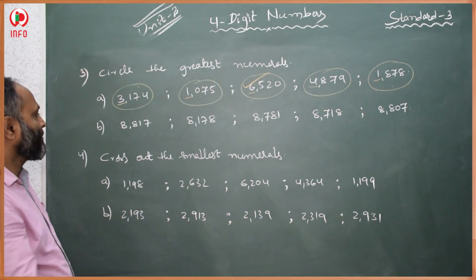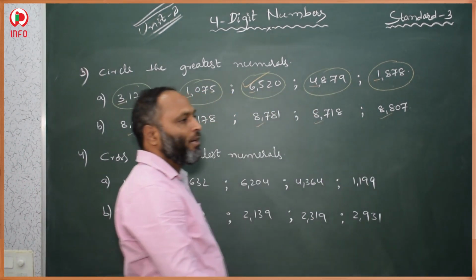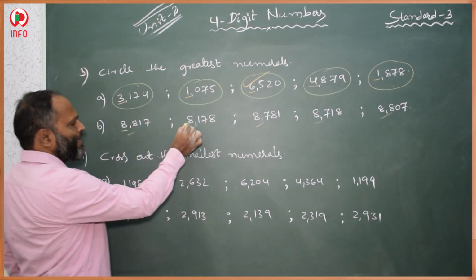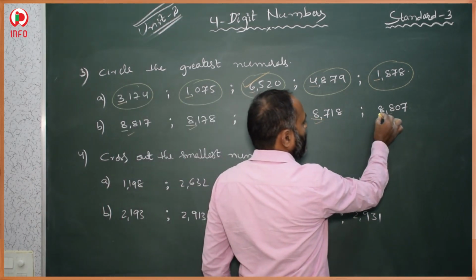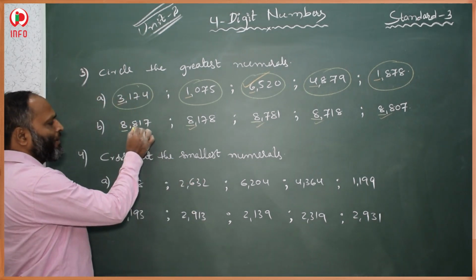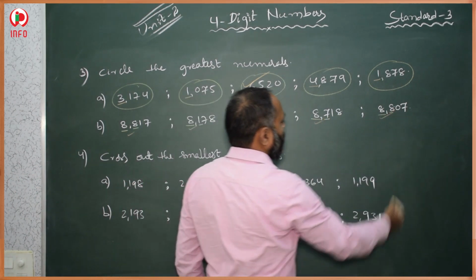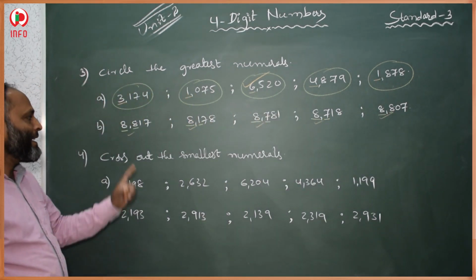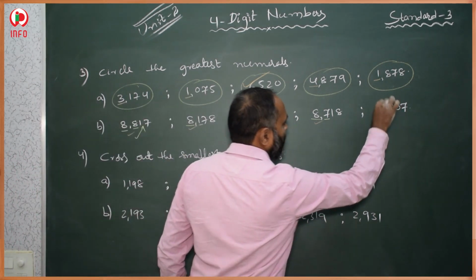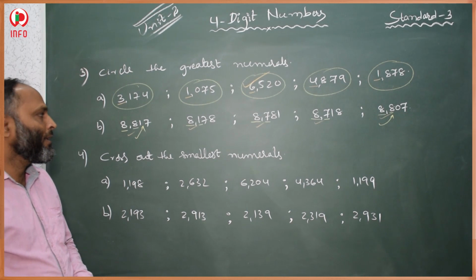In the second question, this is the first one, this is second, this is third, this is fourth, this is fifth. How to decide which one is the greater one? First we go for thousands place value. This is 8, this is 8, this is 8, this is 8 and this is 8. All are equal. Now we go for hundreds place value. Here 8 is there, here 1, here 7, here 7, here 8. Among 7, 1, 8, 8 is the bigger. So this has 8 and this has 8 in the hundreds place.